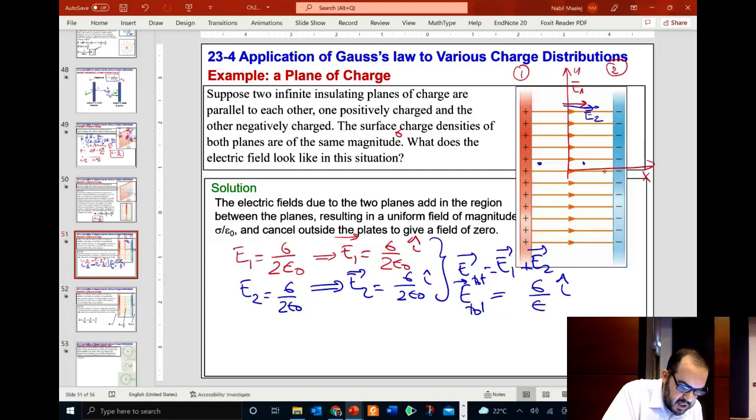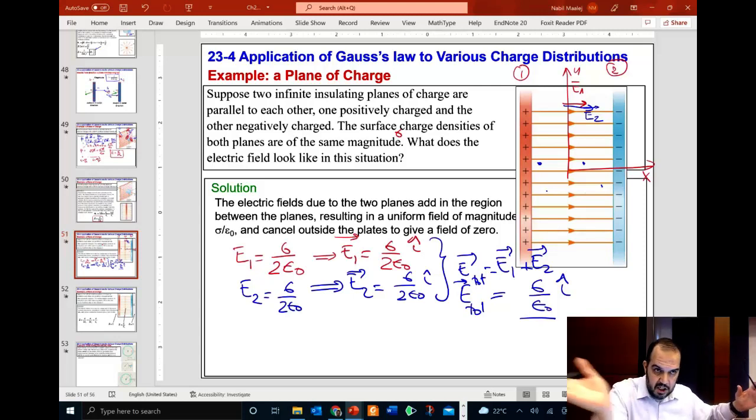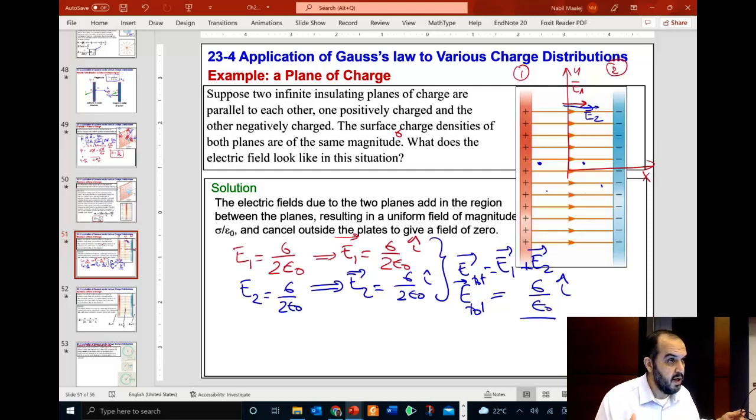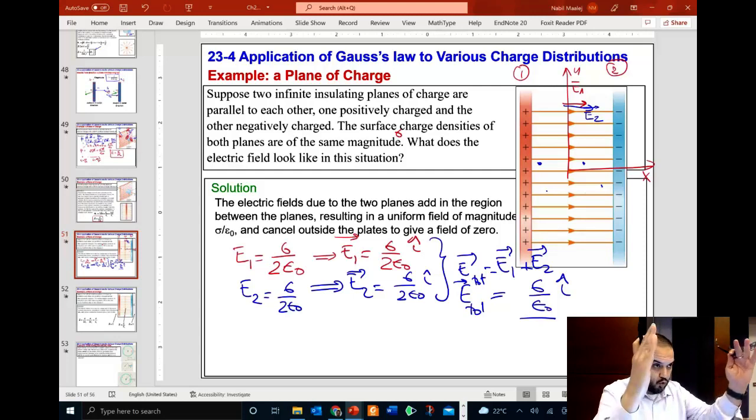So any point you take here, the electric field is always sigma over epsilon 0 i. So it is a uniform electric field between these two infinite planes. Uniform meaning the electric field has the same direction and the same magnitude. This is an example of how we can get a uniform electric field. So if you have two infinite planes, one with positive charge and one negative, you can have a uniform electric field between them. And the value of the electric field does not depend on the distance between the two.